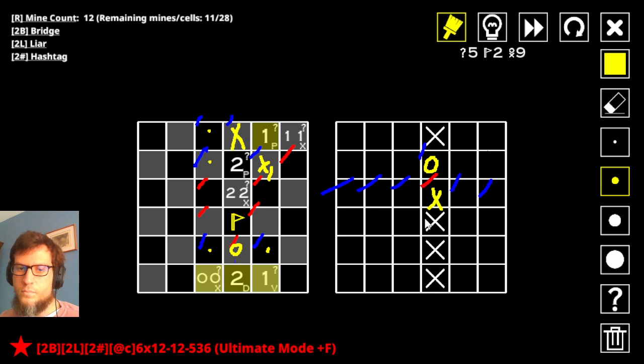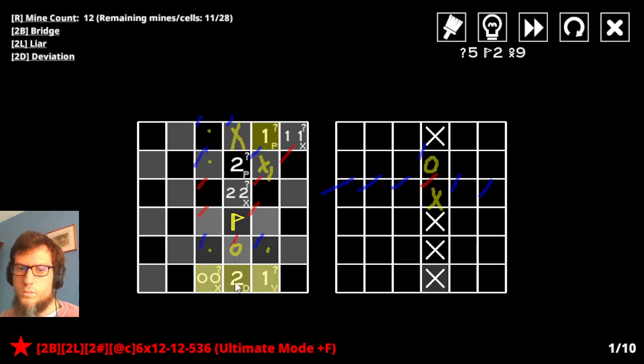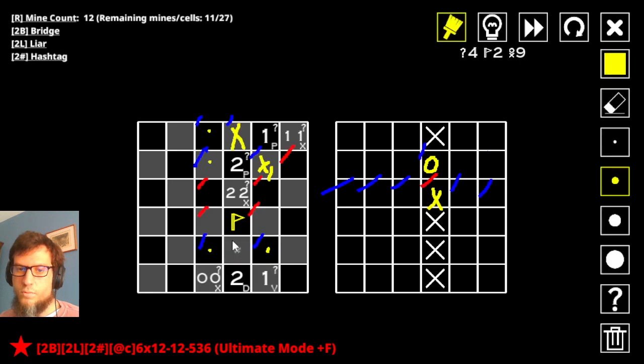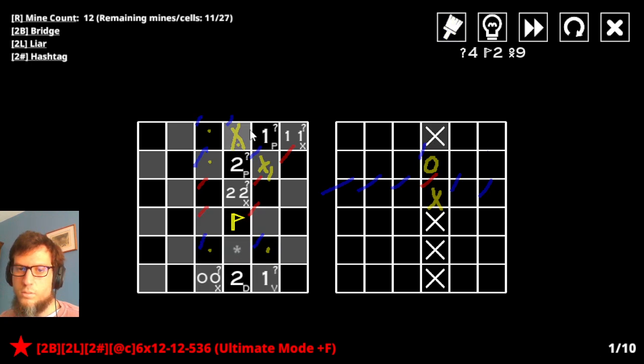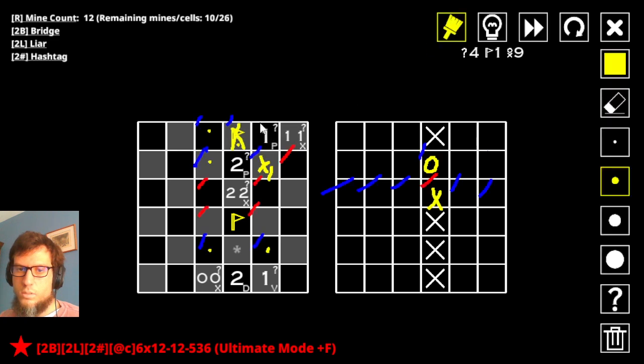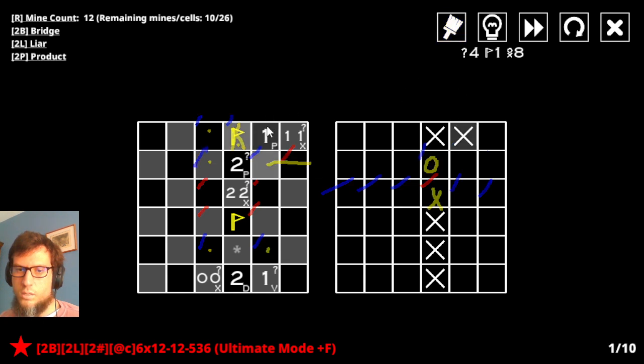Now, this is honest. It's a 2 deviation, and it already has one here. So that means you can't have another one there. Okay. Oh, and guess what that forces? This guy up here. Is this a 1 product? It's a 1-1. If this one's lying, then both of these are dead, which can't be the case. So you're not lying, and that means that's a mine.